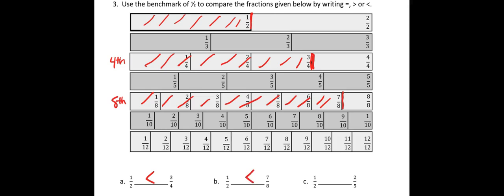And next I'll compare the 1/2 to 2/5. I'll move to my 5th section and find the 2/5. Here's the line that shows me where 2/5 ends. That means this entire piece represents the 2/5, and that is less than the 1/2. That tells me then that 1/2 is greater than 2/5. So this is just another visual that we can use to compare our fractions.